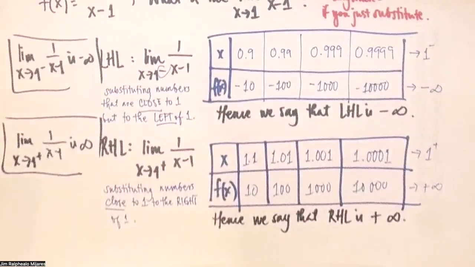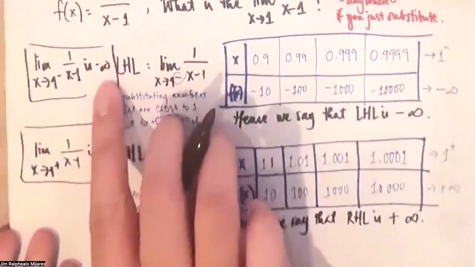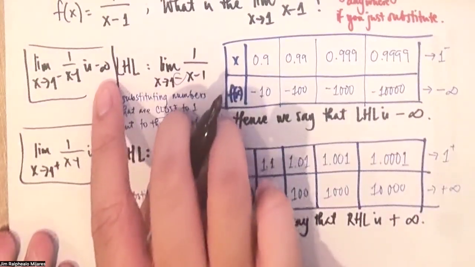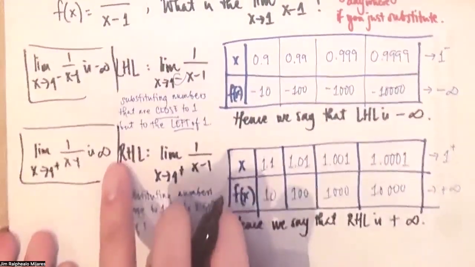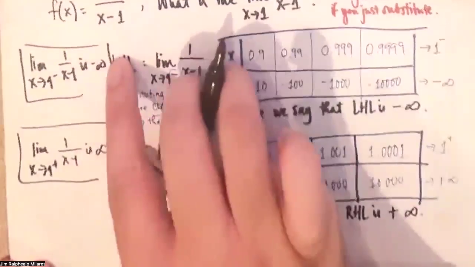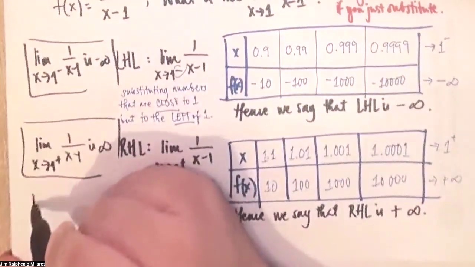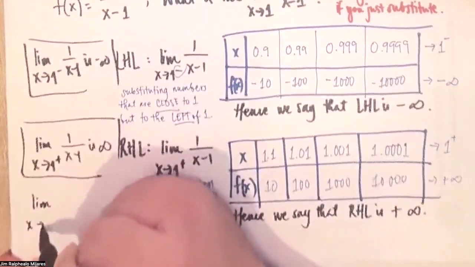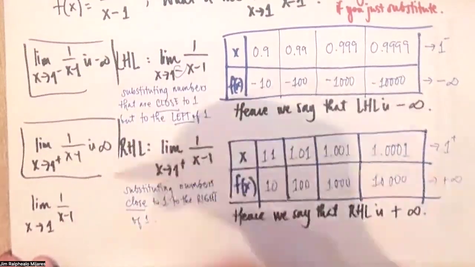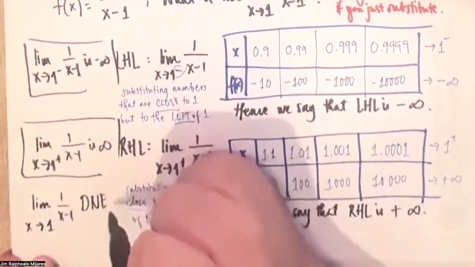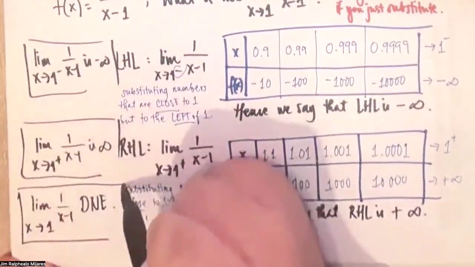Therefore, the limit from the left is negative infinity, and the limit from the right is positive infinity. They're not the same. So the conclusion is that the two-sided limit as x approaches 1 of 1 over x minus 1 does not exist.